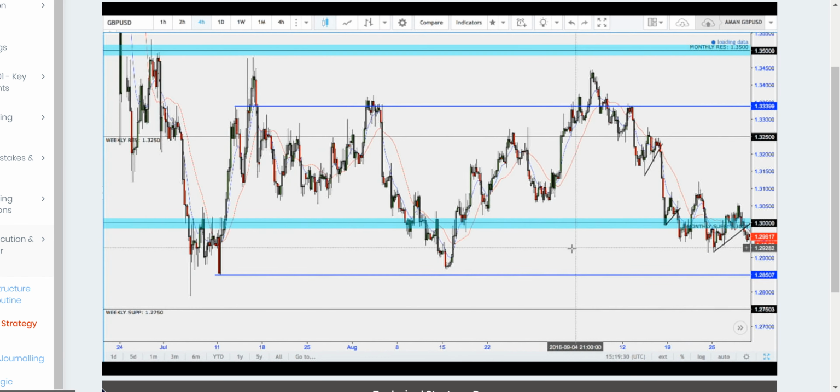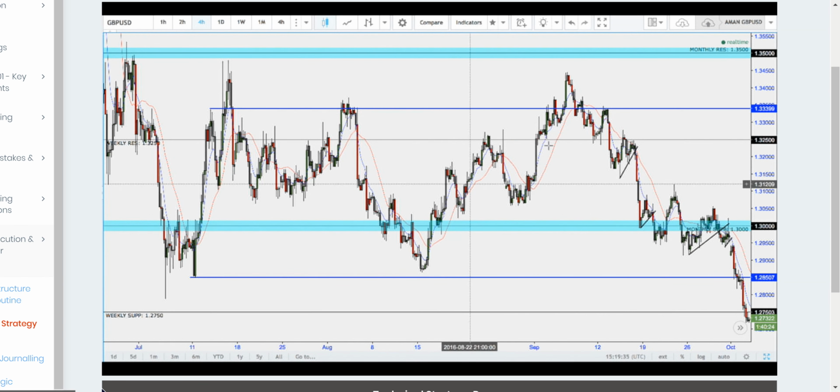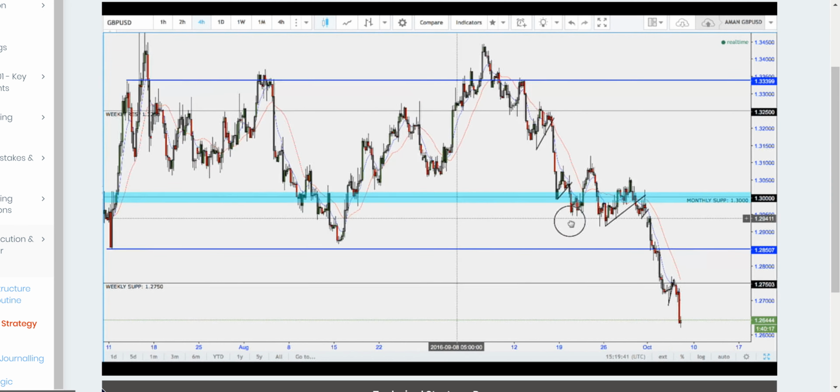Now, the Brexit low was here, and I did mention we're going to take that out. However, before it took it out, look what we've seen. Boom, it took out all of the stops there, a sudden fast movement, and then it's come all the way down to make the lows.